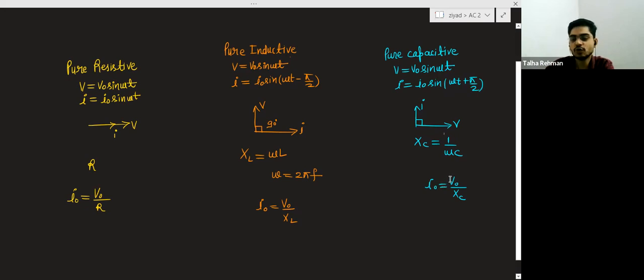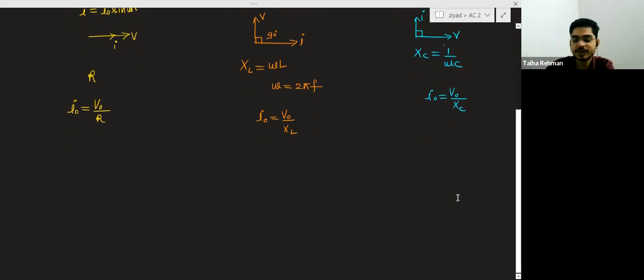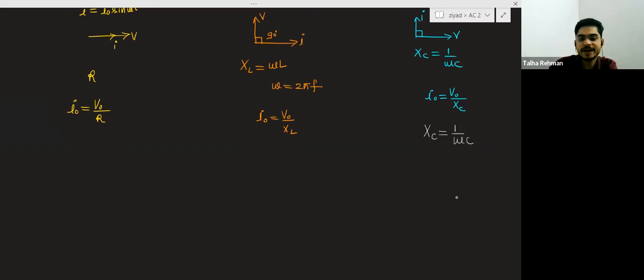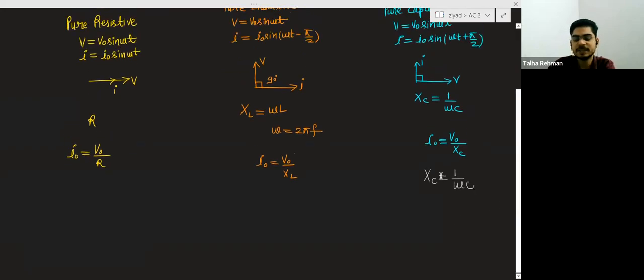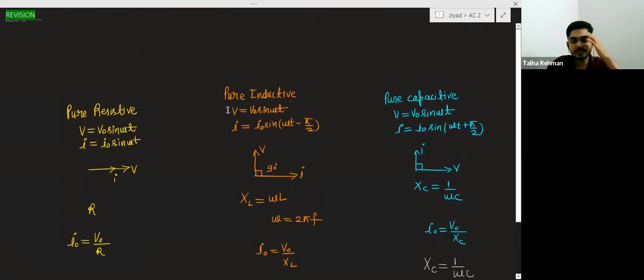So for a capacitive circuit, if you want to find the peak value of the current, you will write the peak value of the voltage divided by Xc. What is Xc? Capacitive reactance. Xc is the capacitive reactance, given by 1 upon omega C. And what is C? C is the capacitance.